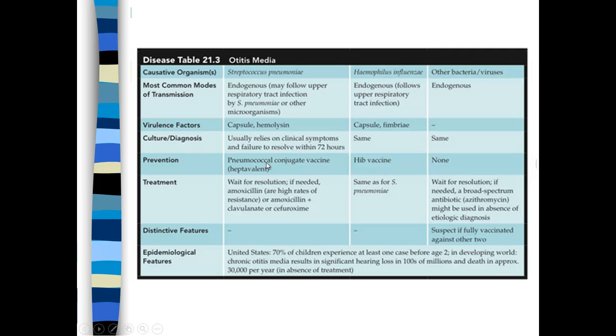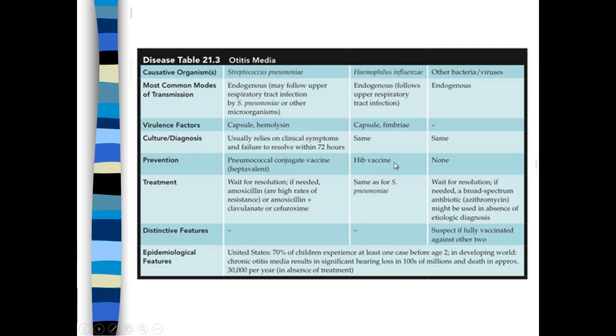The pneumococcal conjugate vaccine does provide some protection. However, Streptococcus pneumoniae has many different strains, and the pneumococcal vaccine only protects against a few of those strains. So it's not exactly the best vaccine ever. It's only heptavalent, which means that it protects against 7 different strains of pneumococcus, and so there are many other strains that can also cause problems.